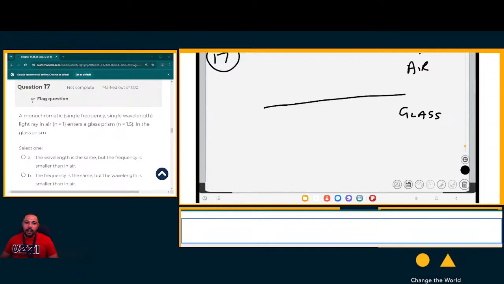Okay, so we have a monochromatic light ray coming in from the air, moving to a glass prism. Let's always draw a line horizontal. So this is what's happening. We have a light ray coming in, hitting the boundary. There we have the angle of incidence, theta I.